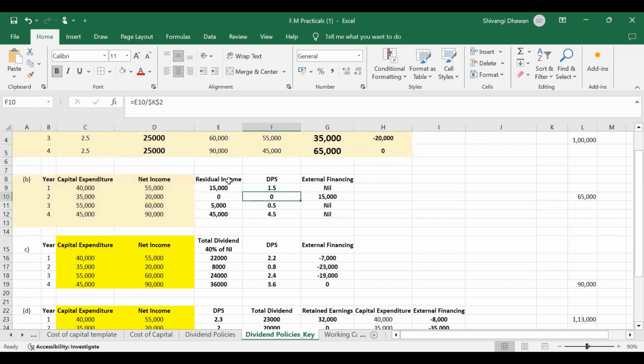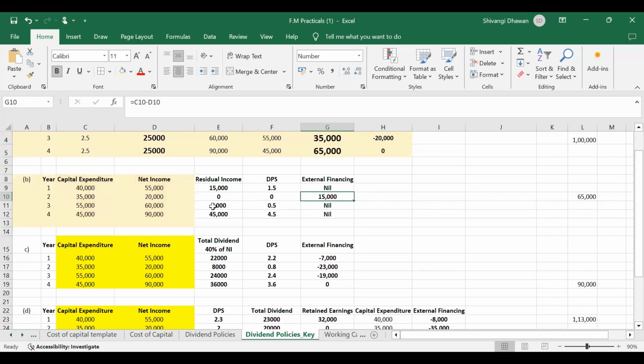Now the residual income. If we have a net income of 55,000 and we first fulfill our capital requirements, we are left with 15,000 of residual income here. Zero here, because our net income is 20,000 and our capital expenditure is 35,000. So we are left with no option; we can't pay any dividend. And to meet our capital expenditure requirement, first we need to raise the money, that is 15,000 of external financing.